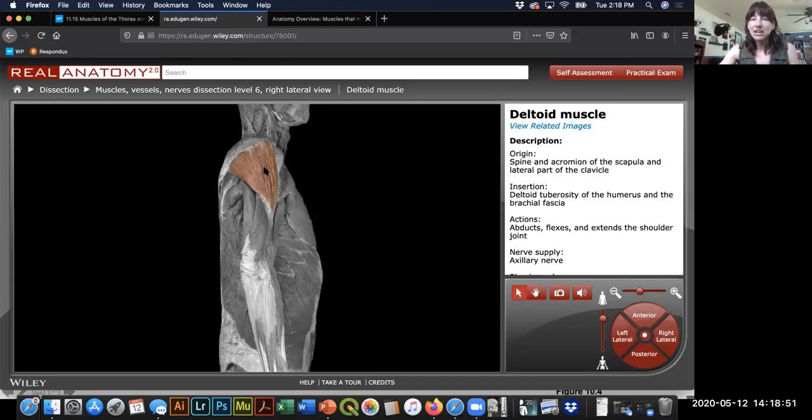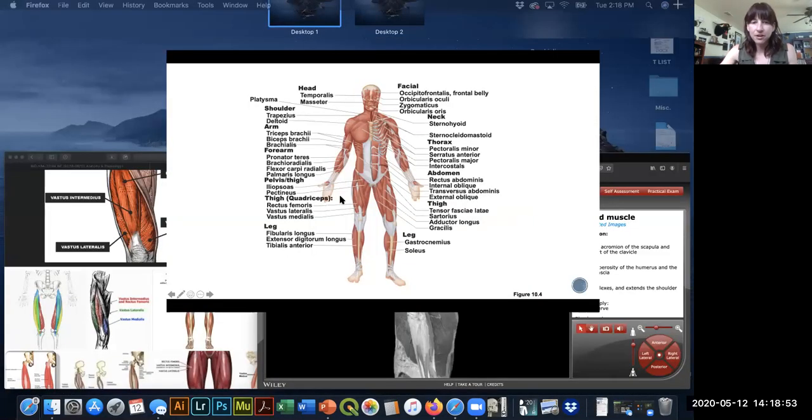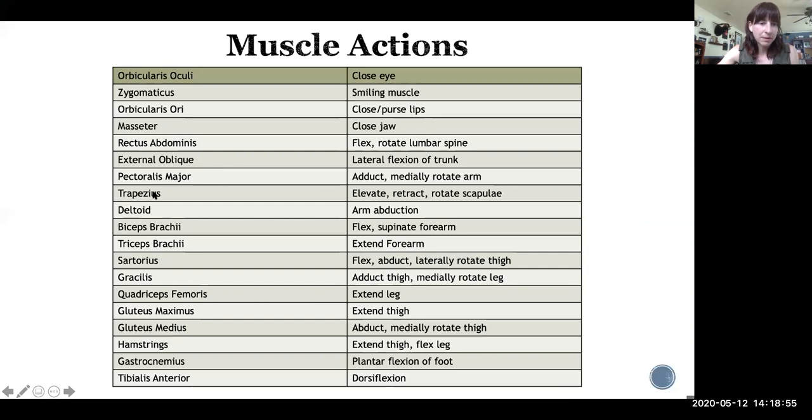So your deltoid muscle is going to show up here on your list of muscle actions that you need to know for these particular extra special muscles. Not that they're any more special than anybody else, but they're pretty major and bear memorization in terms of the action that they do. And you can see that the deltoid muscle does arm abduction as its action, right?